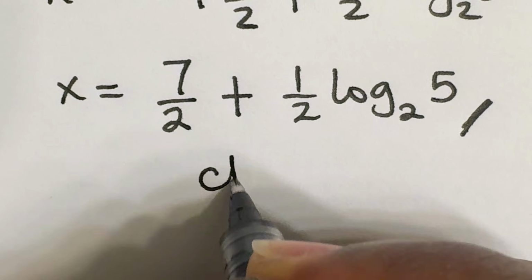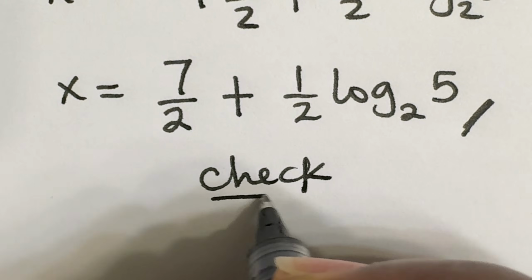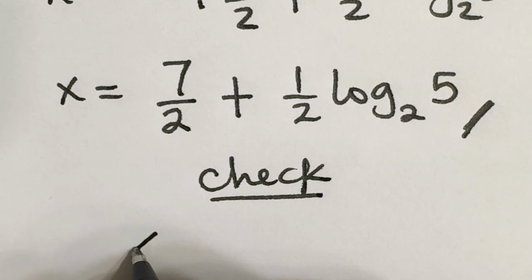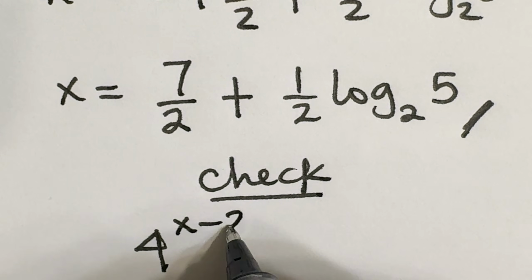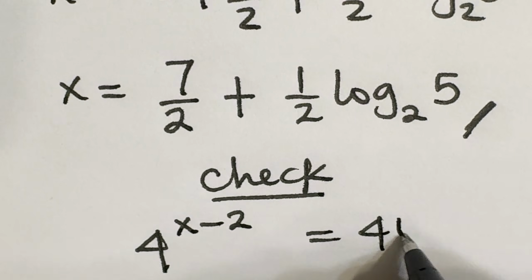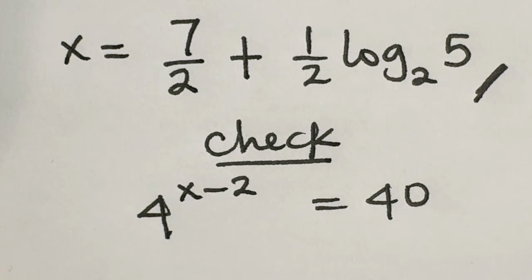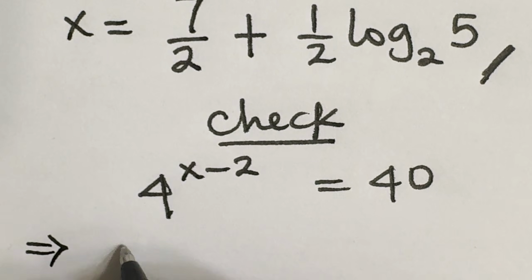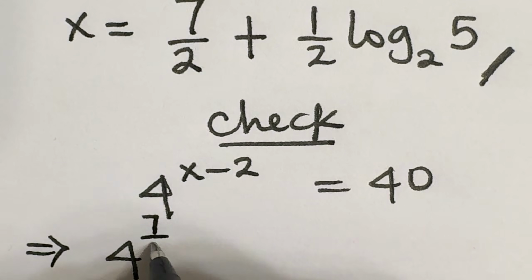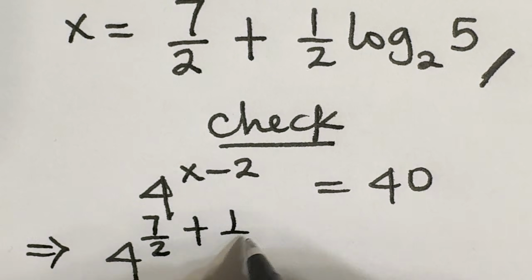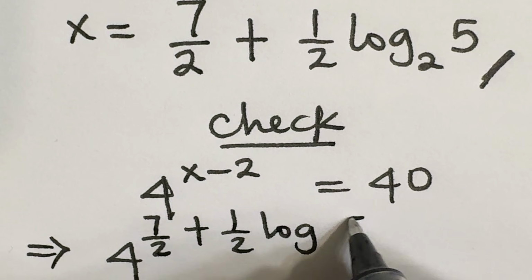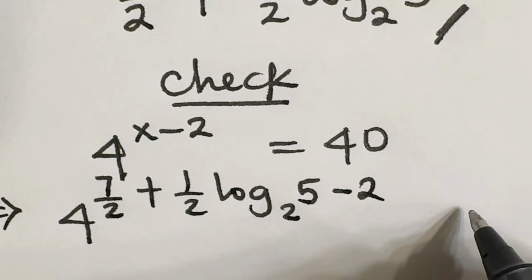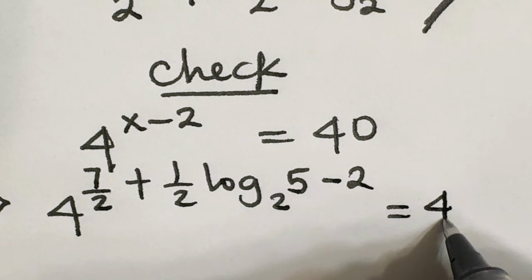Then we do a quick check to confirm that this value is correct. To do that, we substitute this value into the given equation. 4 raised to power x minus 2 is equal to 40. This would then imply 4 raised to power 7 over 2 plus 1 over 2 log 5 base 2 minus 2 is equal to 40.